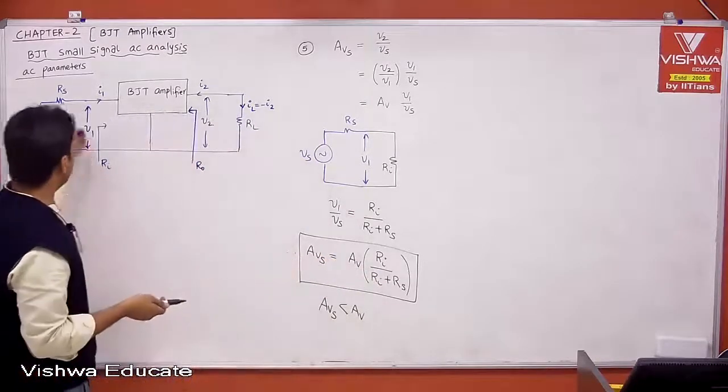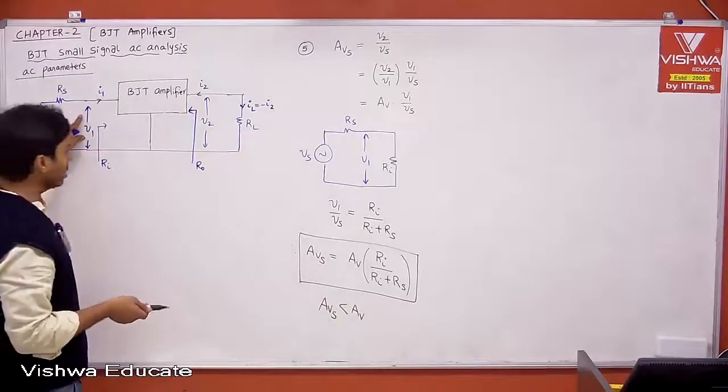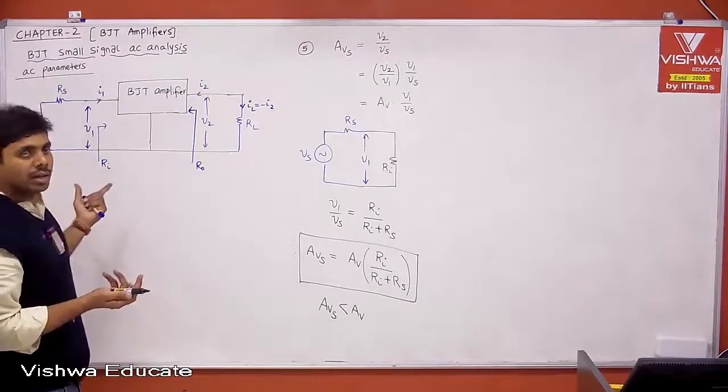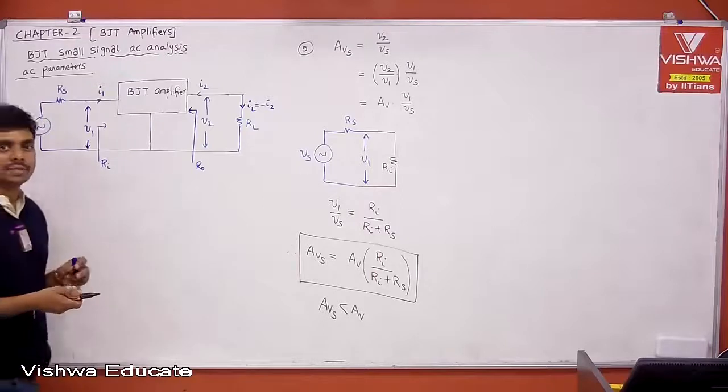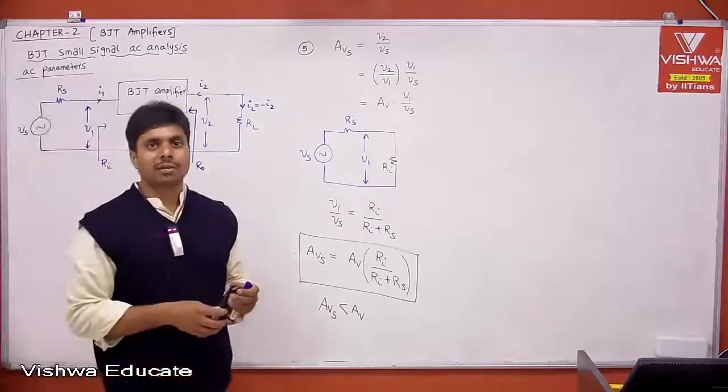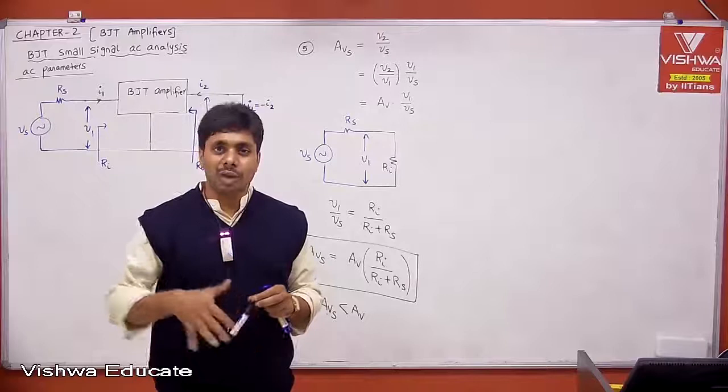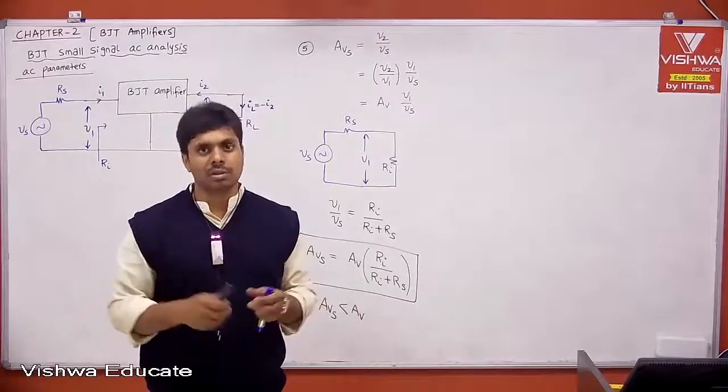When Rs is 0, what is your V1? V1 is nothing but your Vs. Done. Your core gain is nothing but your real voltage gain. But what do you mean by Rs is 0? Rs is 0 means an ideal voltage source. We need to excite with an ideal voltage source. Practically we don't have an ideal voltage source. If you excite with a practical voltage source, then we cannot.